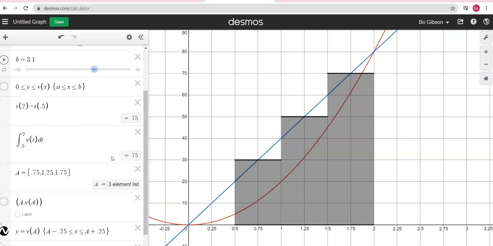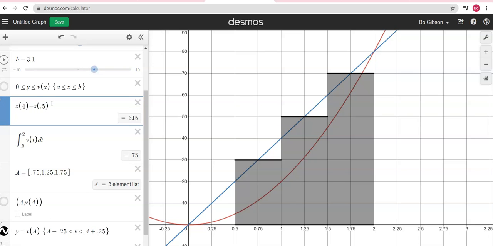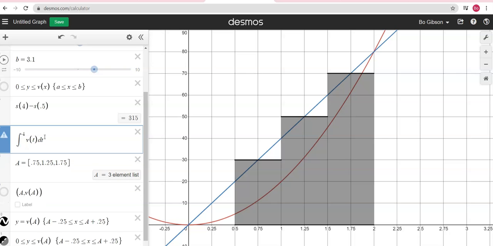Desmos is not going to work here, but no matter what I put in here, as long as I change it here as well, I should get the same thing. I realized that my endpoints were not linked to my sliders. So if I change that to 4 and that to 4, it still works, right? There's nothing special about the example I chose. There was nothing special about the endpoints I chose.